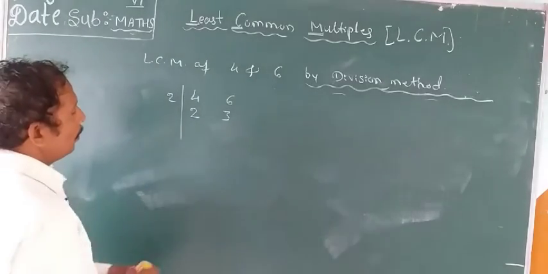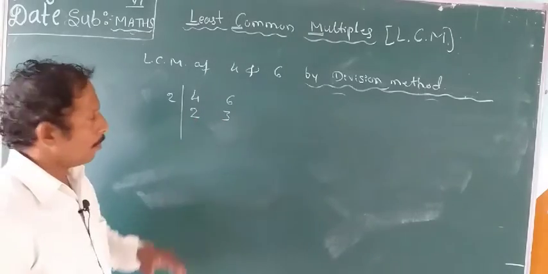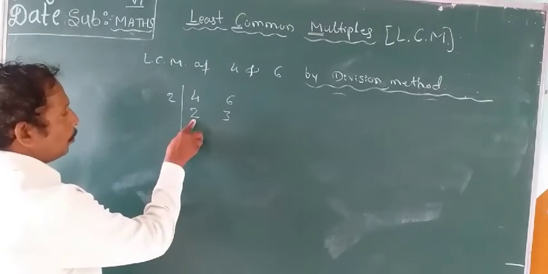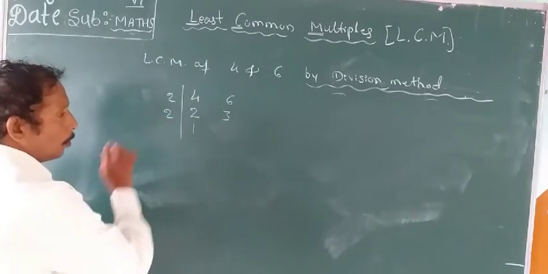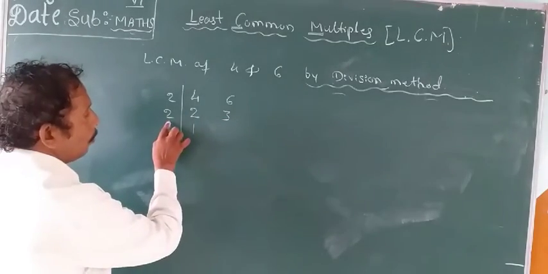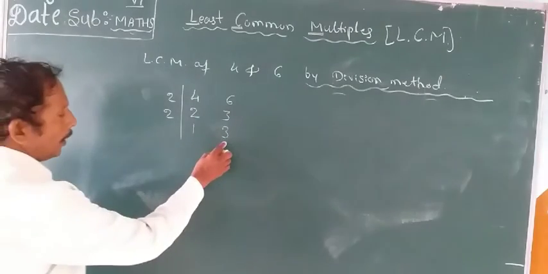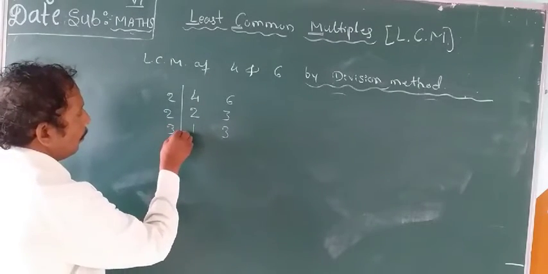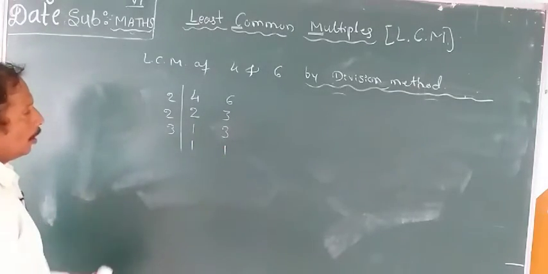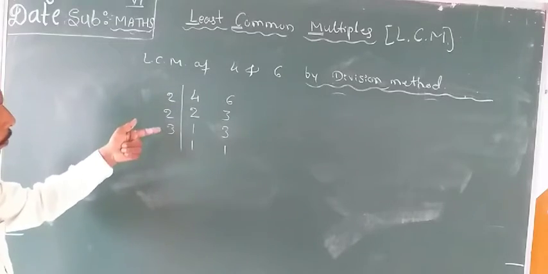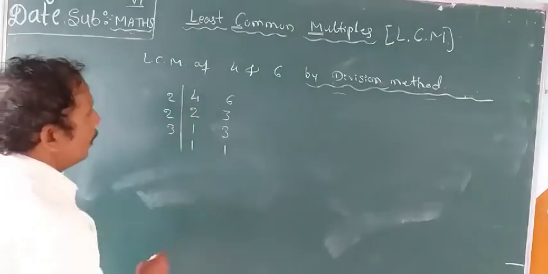Now once again, these two numbers are not both divisible by 2 or 3. Divide the first number 2 by 2 only. 2 1s are 2. We can divide 2 by 2 only. 3 is not divisible by 2, write 3 as it is. Now we can divide 3 by 3 only. Write 1 as it is. 3 1s are 3. Now the factors are 2, 2, 3. Take their product. It will be the LCM of 4 and 6.